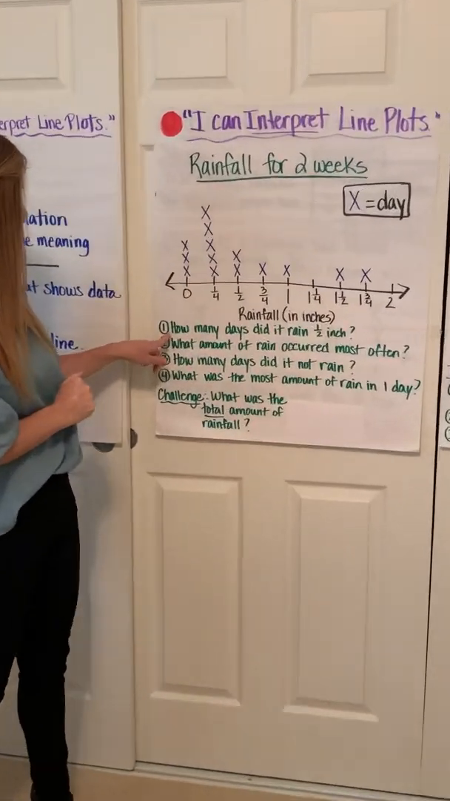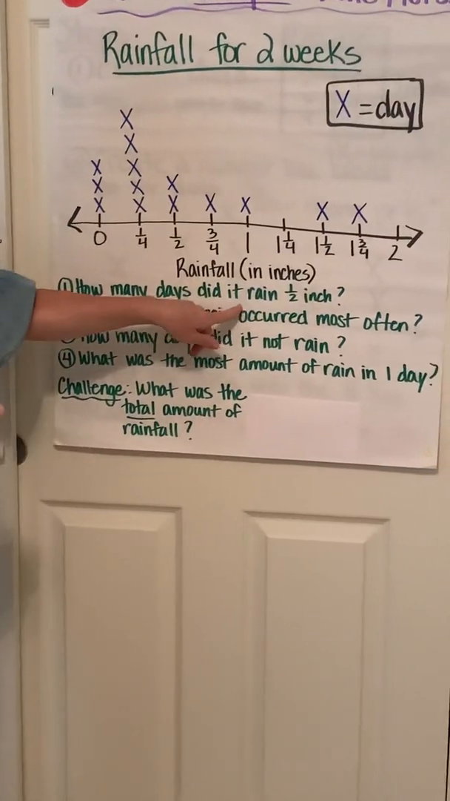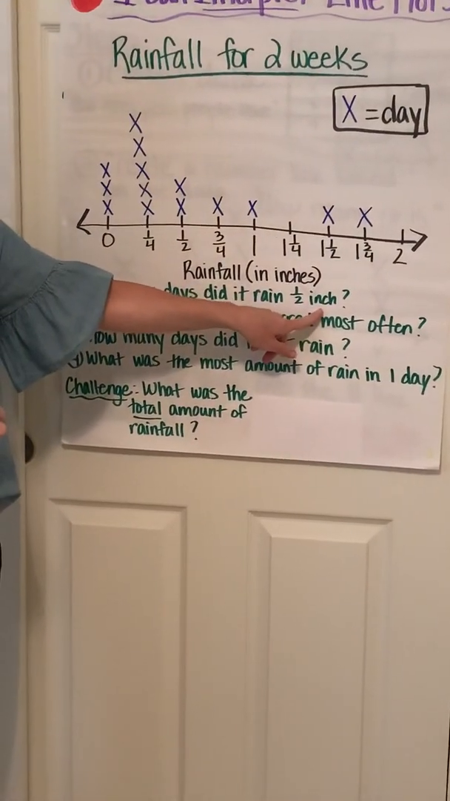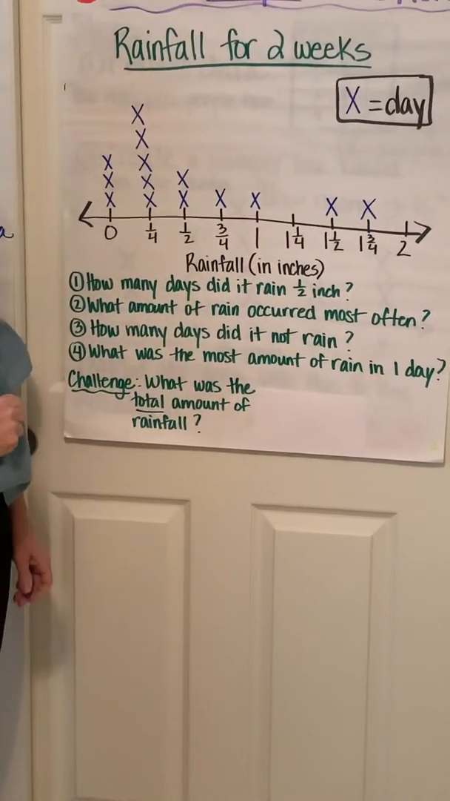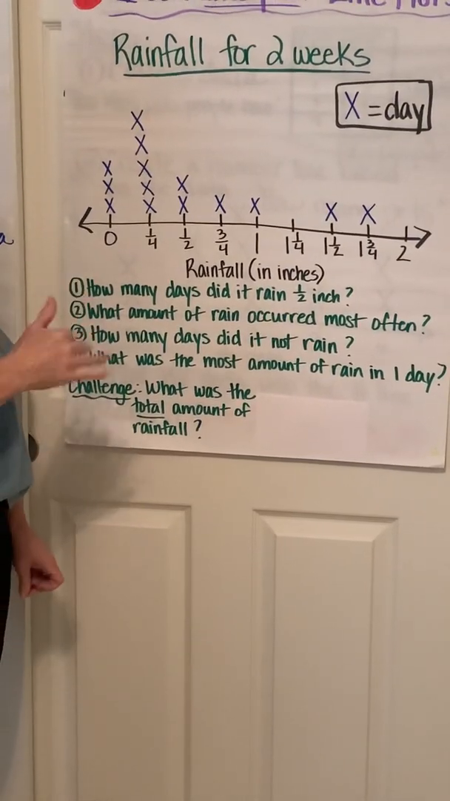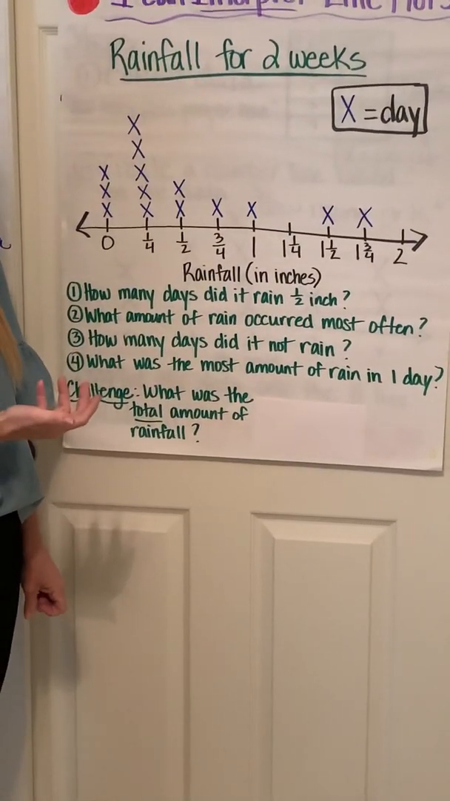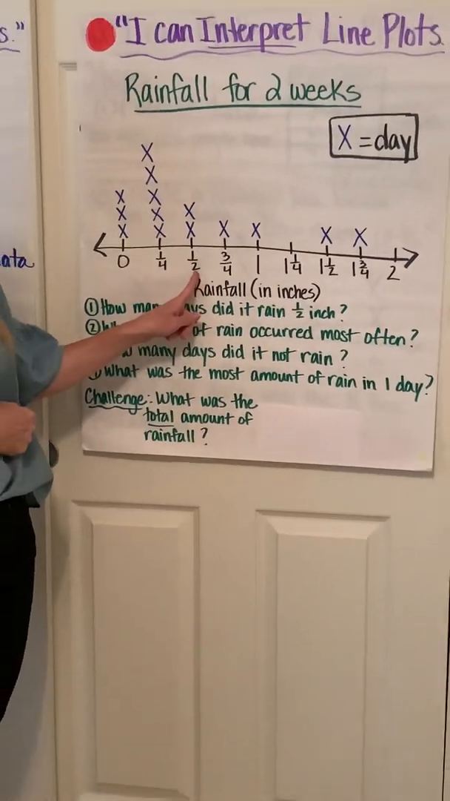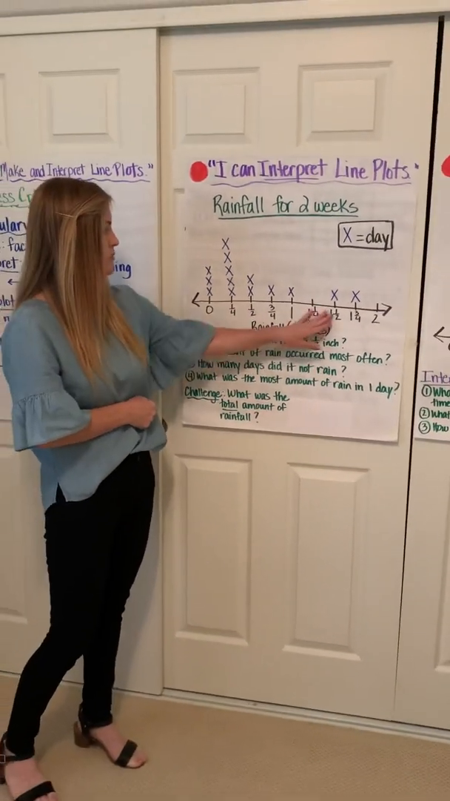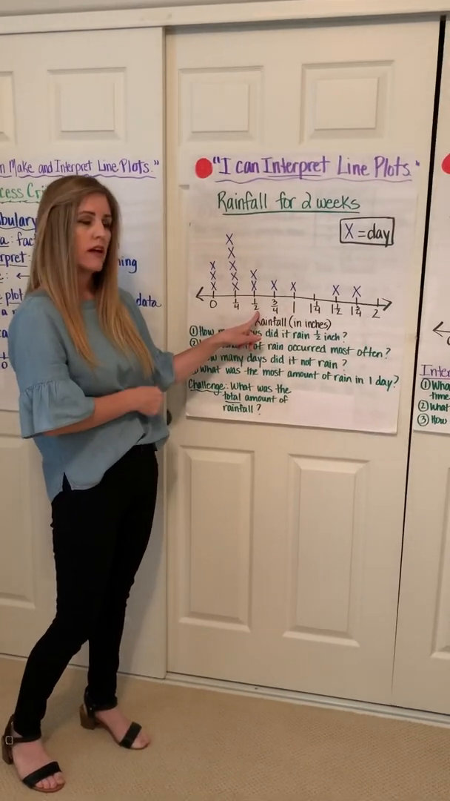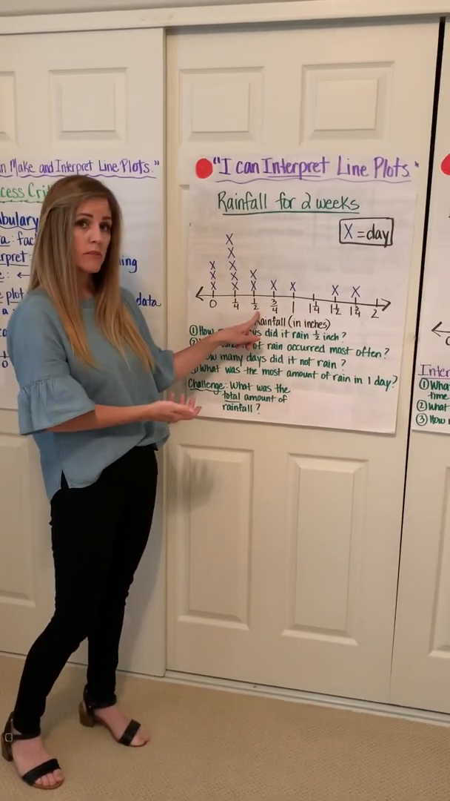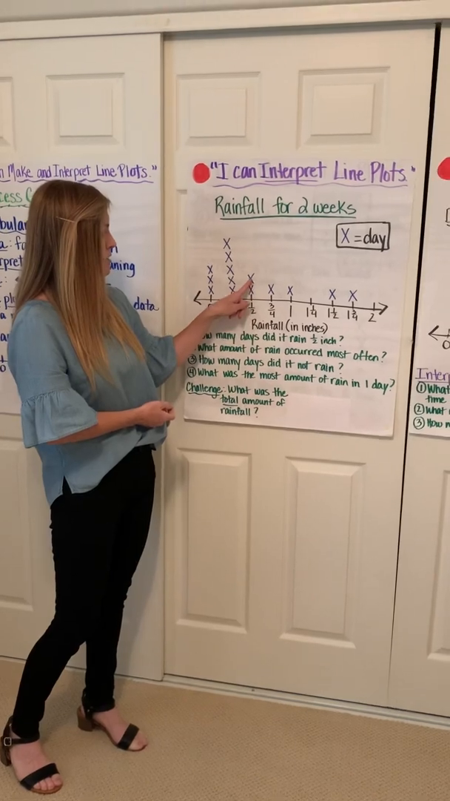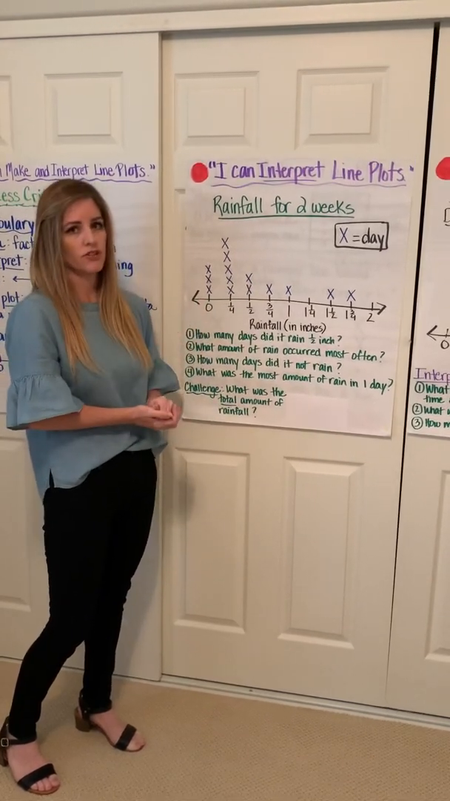So your first question is, how many days did it rain a half an inch? So take a look at that line plot, interpret that question. So we would look at half an inch, because we know these represent the inches of rainfall. How many days? The X represents days, so I would count 1, 2. 2 days, it rained half an inch.